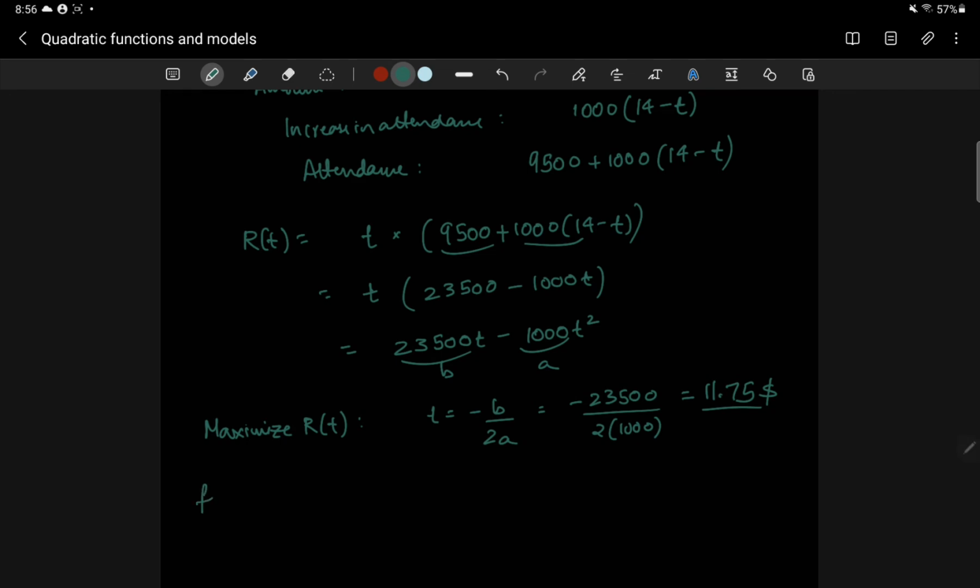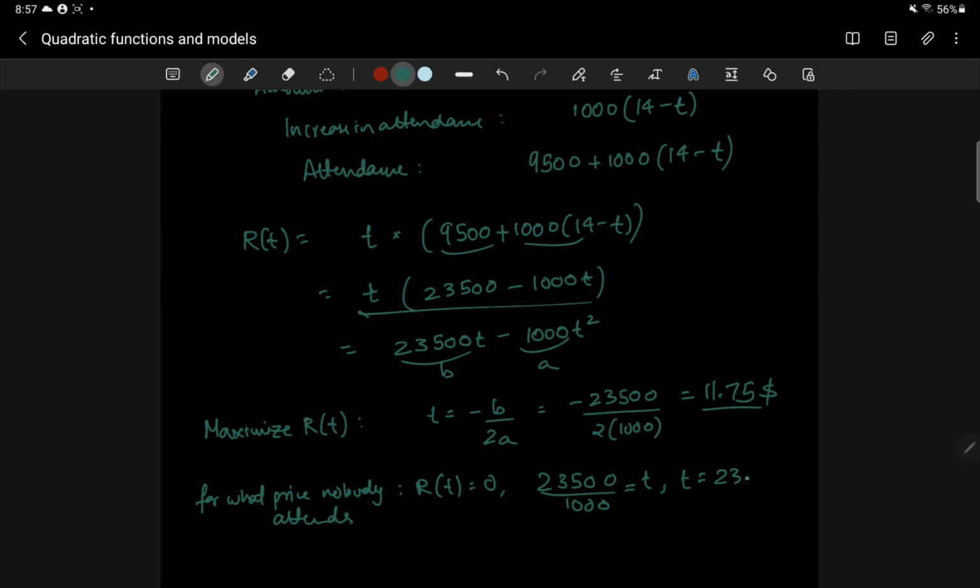And then for what price does nobody attend? For what price does nobody attend? Which is basically finding one of the intercepts. For nobody to attend, you want the revenue to be 0, right? So that means you want R(T) to be 0, and that happens exactly when this is 0. So 23,500 over 1,000 equals T, or when T equals $23.5. So if you put the cost of the ticket as $23.5, nobody's going to attend and you make no money.